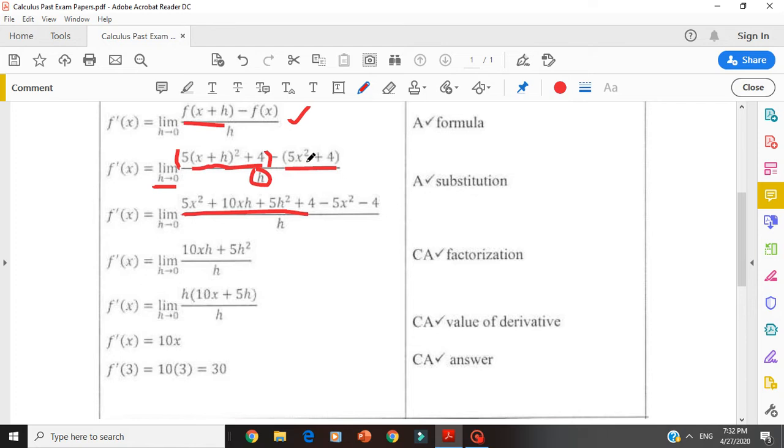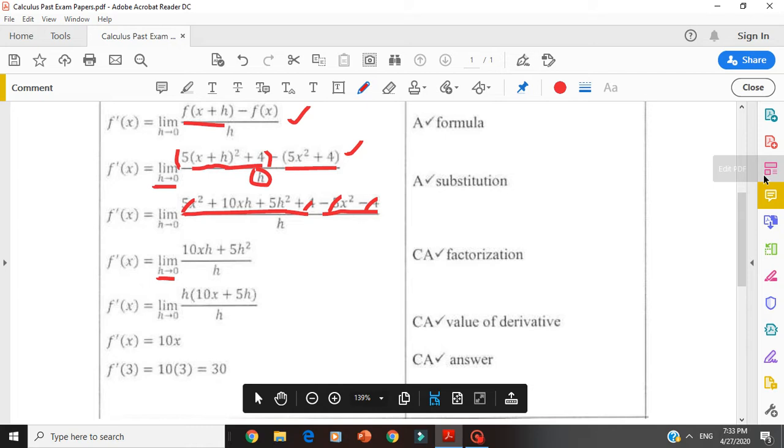Then you're going to subtract the original expression. I always said keep your brackets so you do not mess up the sign. When you multiply that negative in, you get minus 5x squared, and the plus 4 becomes minus 4, divided by h. Notice that the 4s cancel, the 5x squared cancels, and you're left with 10xh plus 5h squared divided by h. But if I substitute h now, it will be undefined.